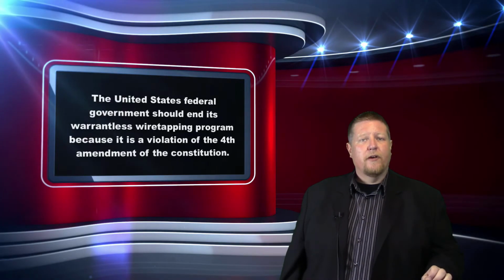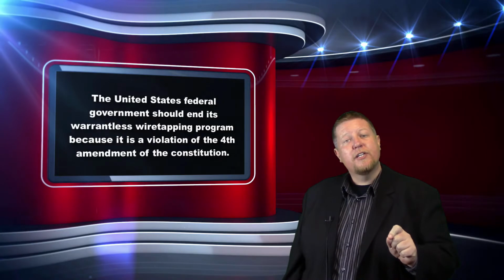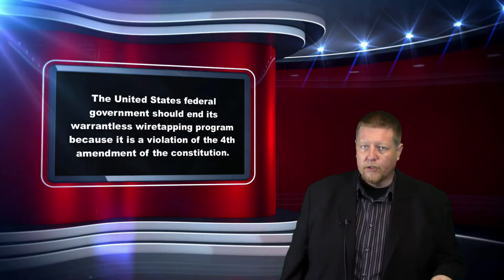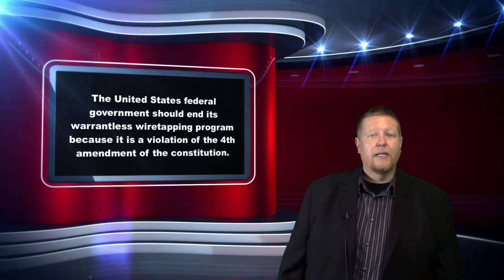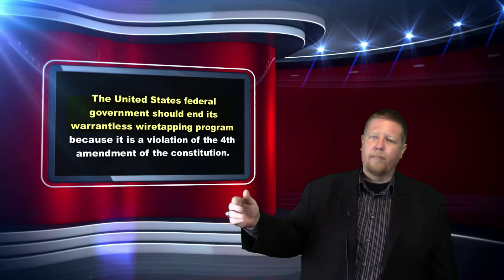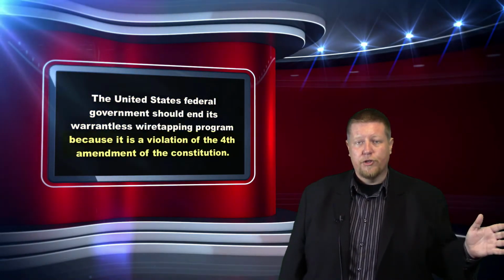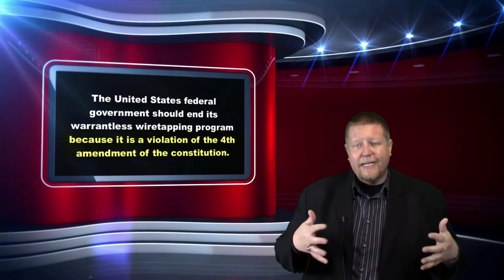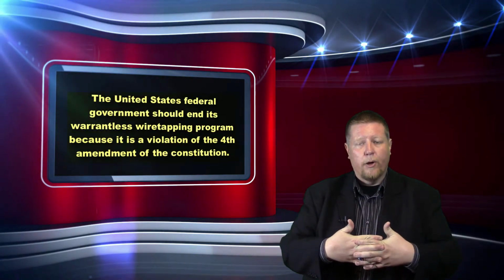The United States federal government should end its warrantless wiretapping program because it is a violation of the Fourth Amendment of the Constitution. Can you find the claim, the ground, and the warrant? The claim is that the United States federal government should end its warrantless wiretapping program. The ground is that it is a violation of the Fourth Amendment of the Constitution. And finally, the warrant is the combination of the ground and the claim to form a complete argument.